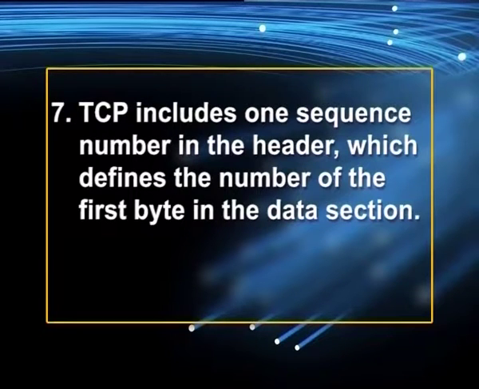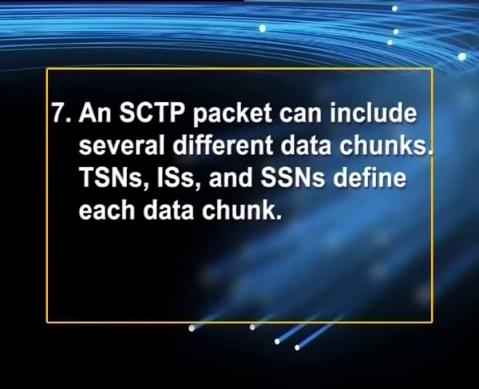TCP includes one sequence number in the header, which defines the number of the first byte in the data section. An SCTP packet can include several different data chunks. TSNs, SIs and SSNs define each data chunk.